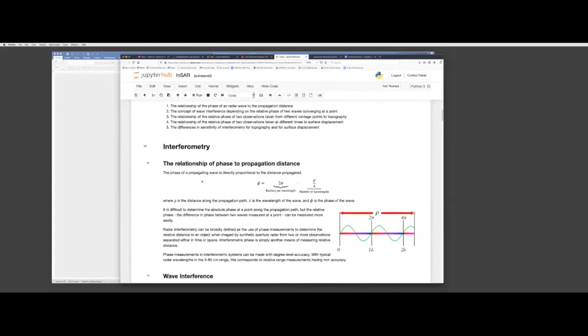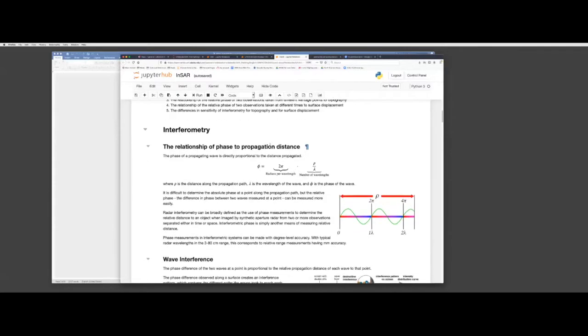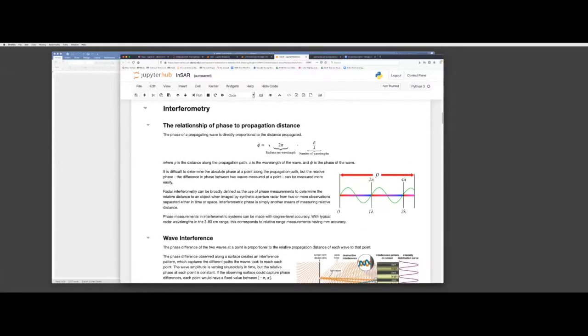So starting out, we're going to talk about the relationship of phase of a radar wave and the propagation distance, which is effectively what Gareth was telling you about earlier, concept of interference, and how you can use this interference of phase to either measure topography or surface displacement, and what the different sensitivities are between measuring topography using this interferometric technique and surface displacement. So it's a very limited scope here, and hopefully it is simple enough to follow in a short amount of time.